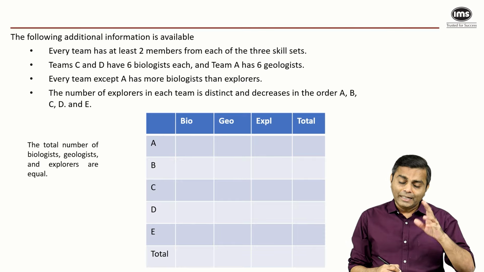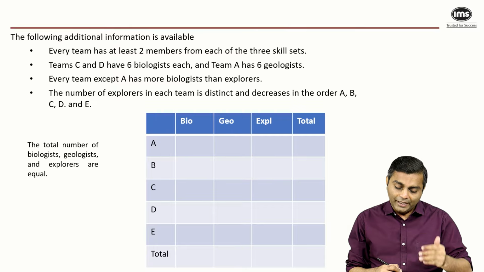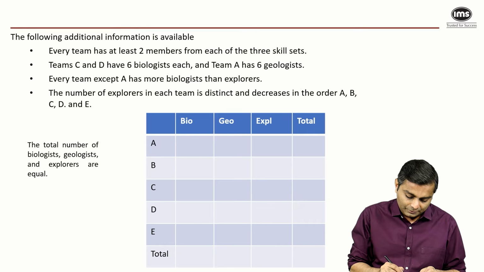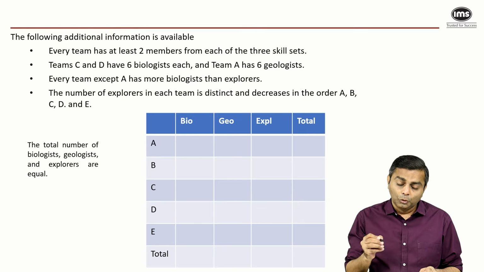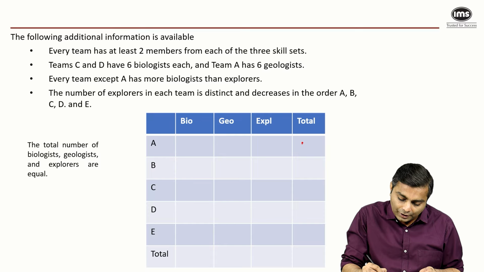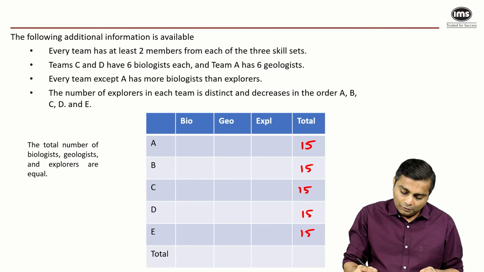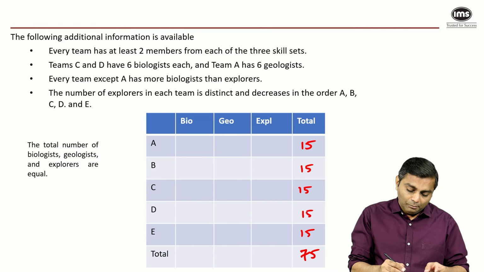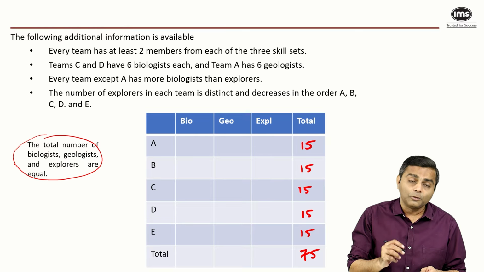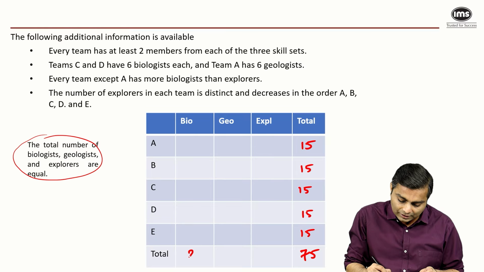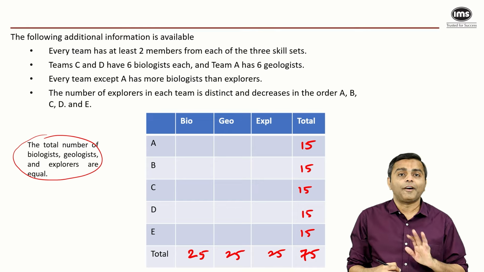Great. Okay. So I've just created a table: A, B, C, D, E, the 5 teams, and the biologists, geologists, and the explorers. The total number in each team is 15. So this is 15, 15, 15, 15, and 15. So 5 into 15, 75. And they say the total number of biologists, geologists, and explorers are also equal. Therefore, this has to be 25, 25, and 25.